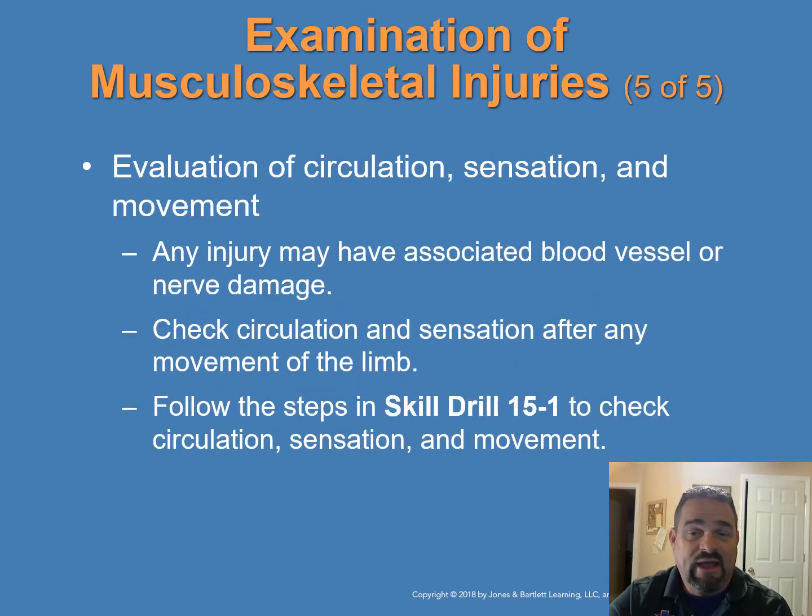All right, so how do you evaluate circulation, sensation, and movement? Once you suspect limb injury, you must evaluate the circulation and the sensation of that limb. For any injury that may have associated blood vessel or nerve damage, it is very, very important to do this. It is essential to check circulation and sensation after any movement of the limb as well. Follow the steps in skill drill 15-1 to check for circulation, sensation, and movement in an injured extremity.